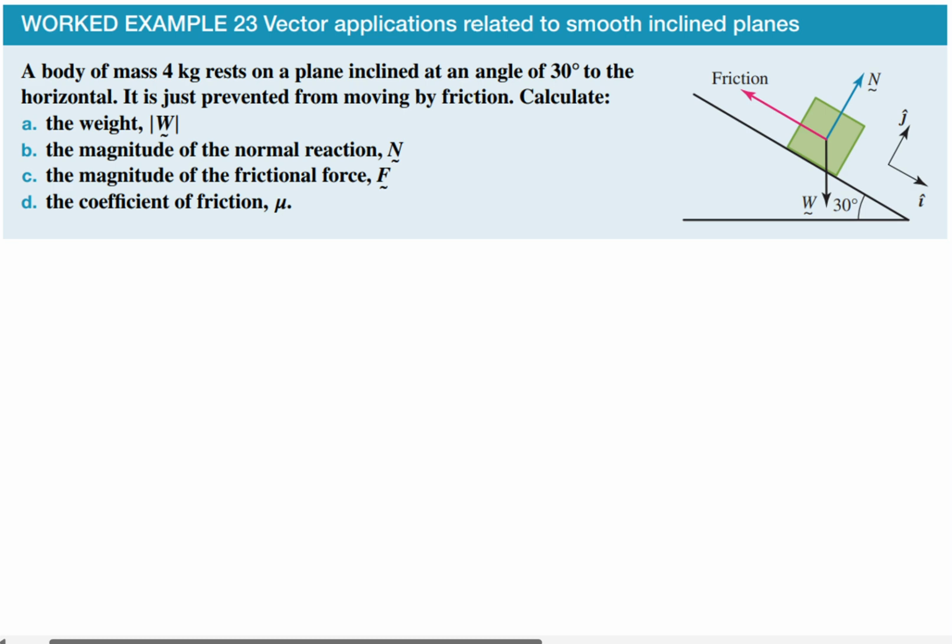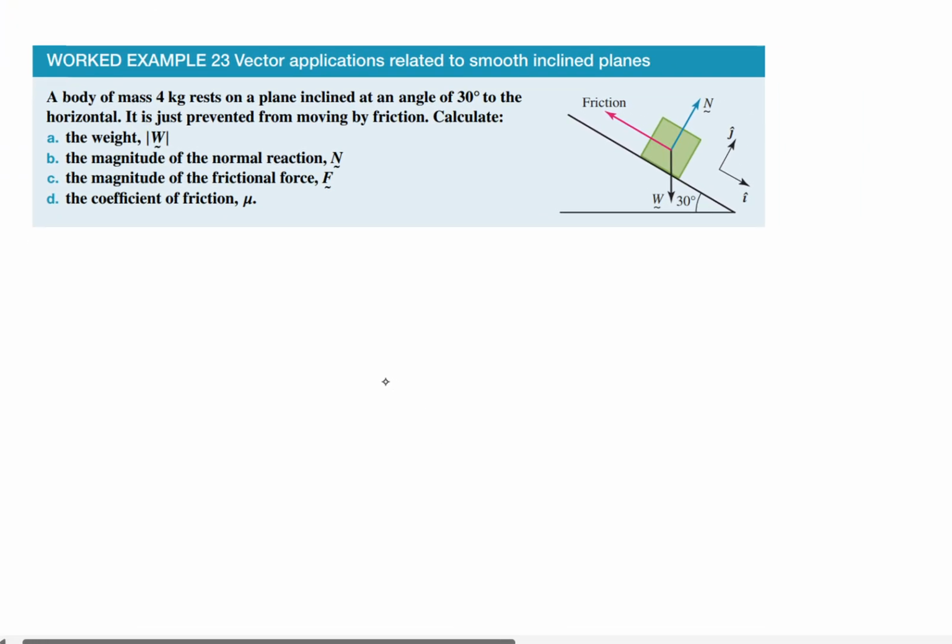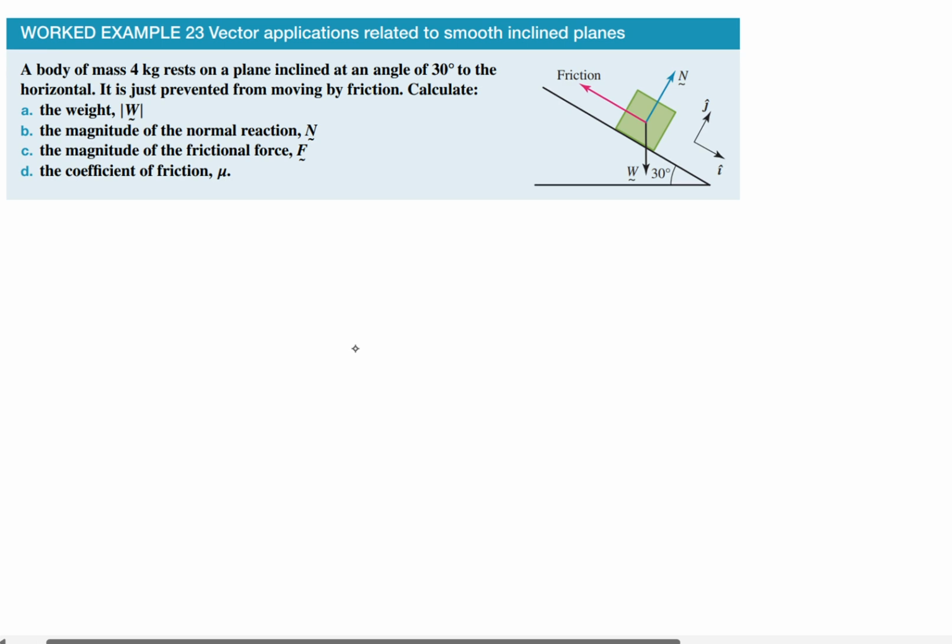We've got a body of mass 4 kgs resting on a plane which is inclined at an angle of 30 degrees to the horizontal, and it is just prevented from moving by friction, so it is in equilibrium. What is its weight? All right, so a bit more space, let's go.